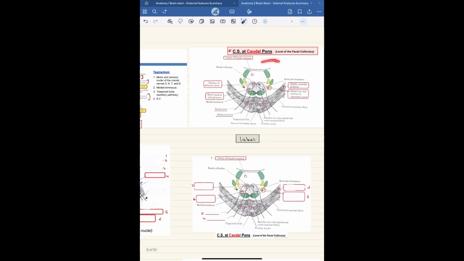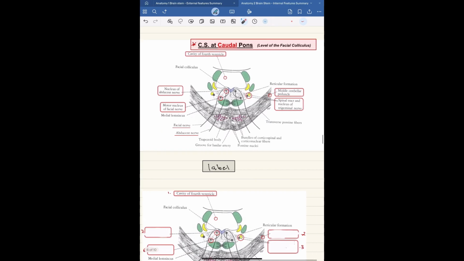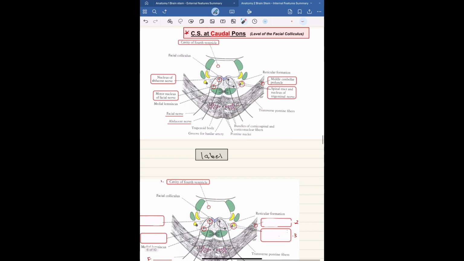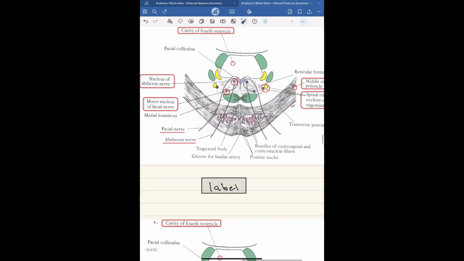we're cutting at the caudal end, which is at the level of the facial colliculus. All right. So here in this cut section, you will see the important structures. The first one, facial colliculus, so you see the motor nucleus of facial nerve. There you go. Along with here if you track it, you'll see the facial nerve. And then you got another nuclei, which is for the nucleus of the abducent. If you track it again, you'll see the nerve for it, which is the abducent nerve.